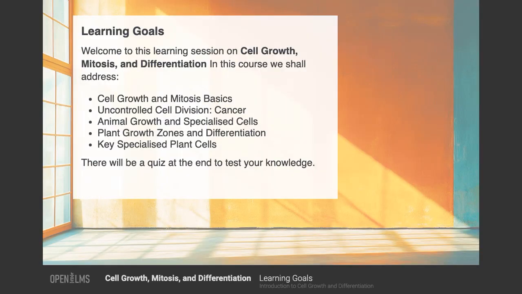Learning goals. Welcome to this learning session on cell growth, mitosis, and differentiation. In this course, we shall address cell growth and mitosis basics, uncontrolled cell division, cancer, animal growth and specialized cells, plant growth zones and differentiation, key specialized plant cells. There will be a quiz at the end to test your knowledge.